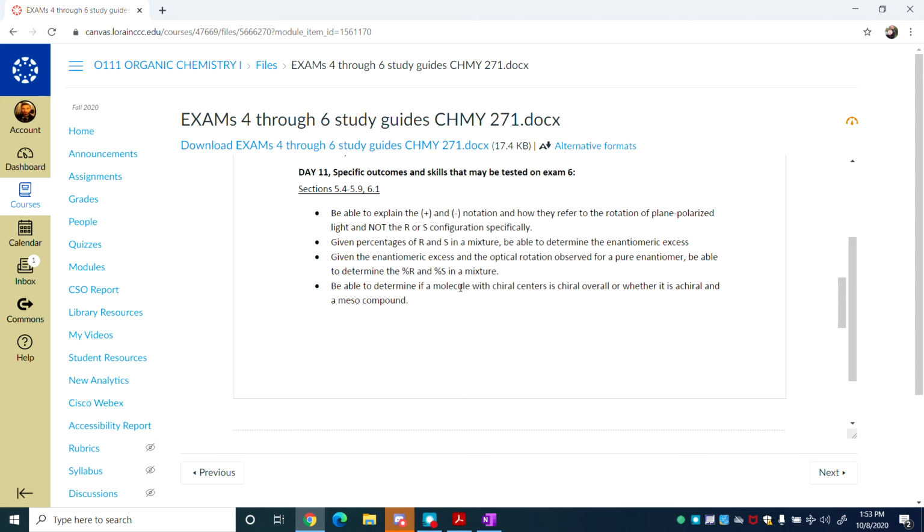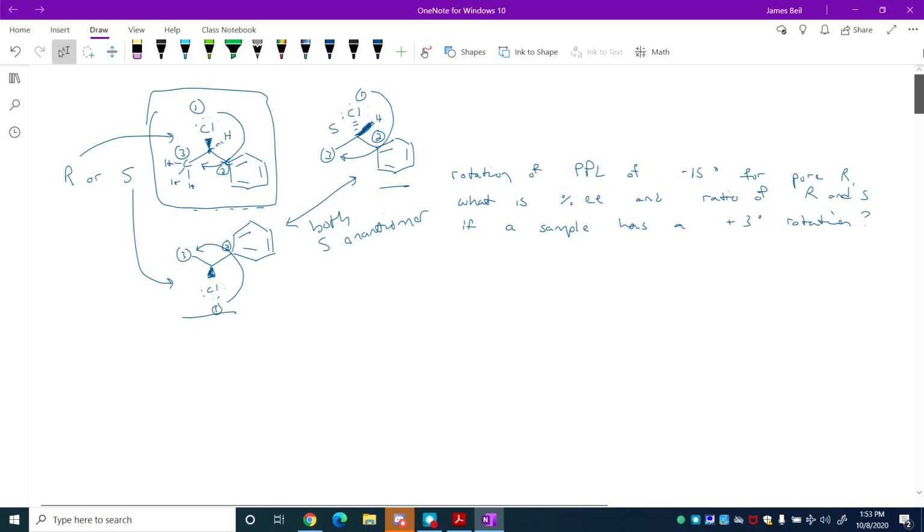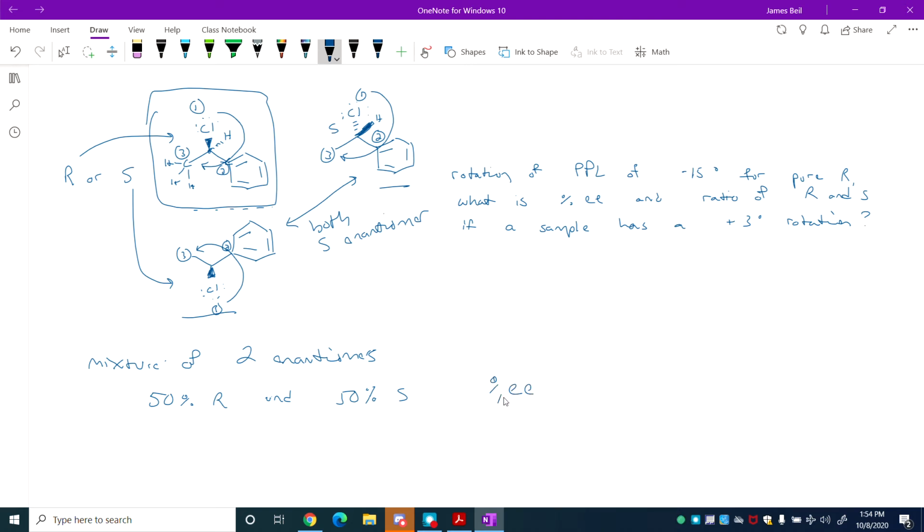Sure. If I have percentages of R and S, I want to be able to determine enantiomeric excess. So let's look at that. Alright, so I'll just make one up. Let's say I have a mixture of two enantiomers. Let's keep it simple at first, let's say it's 50% R and 50% S. What is the enantiomeric excess?